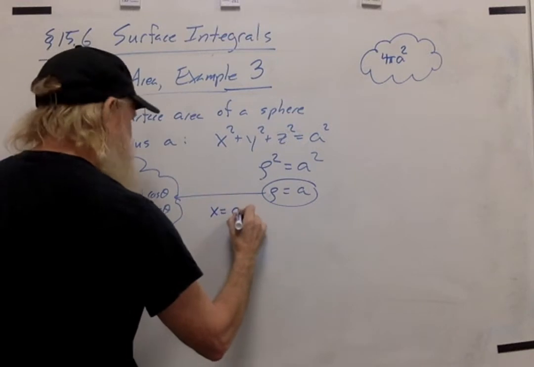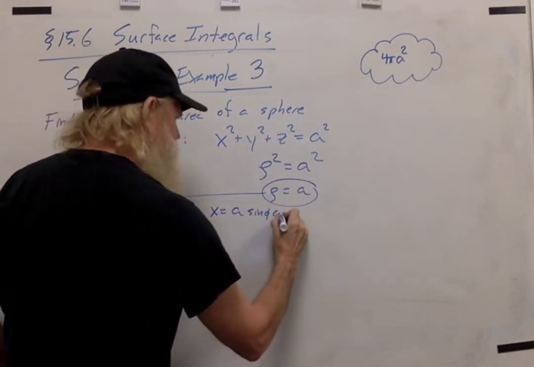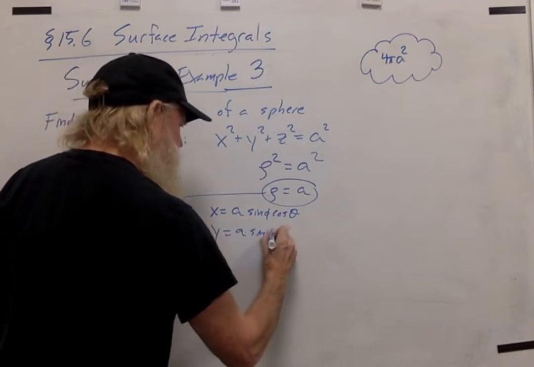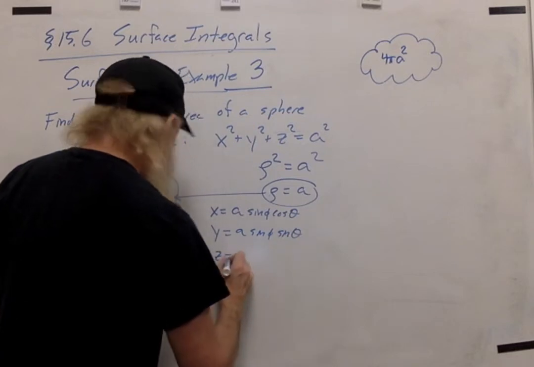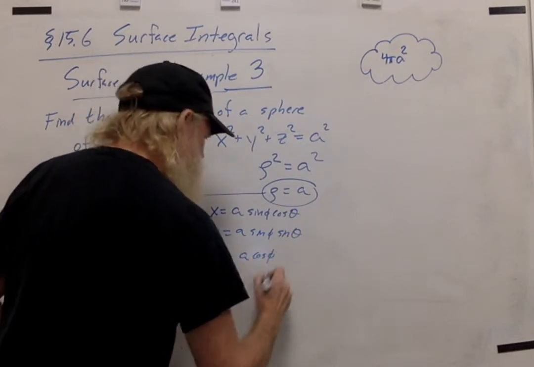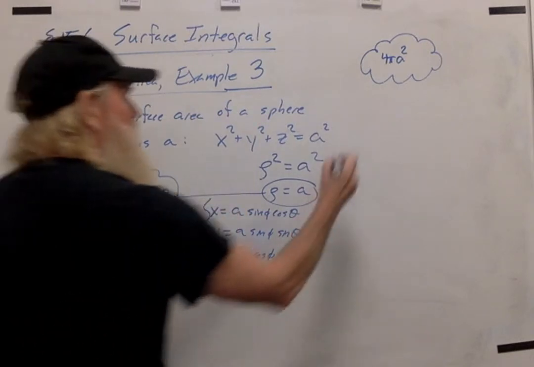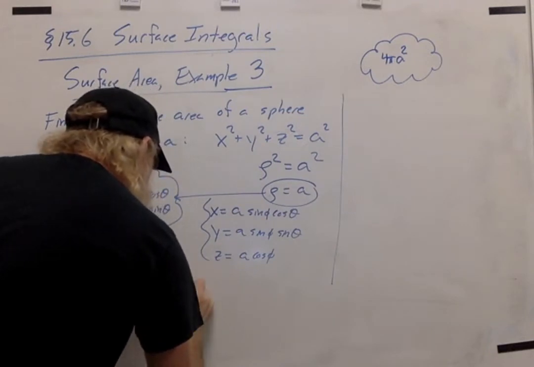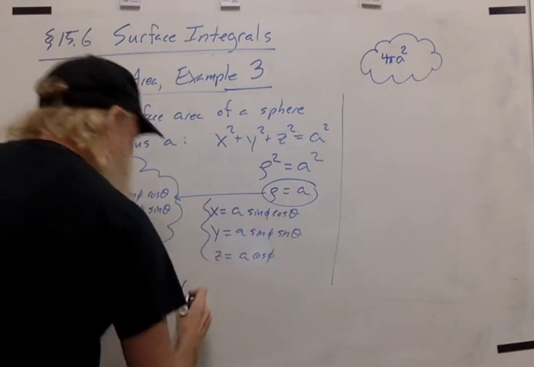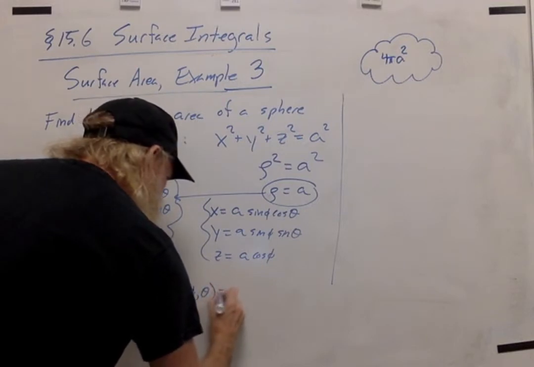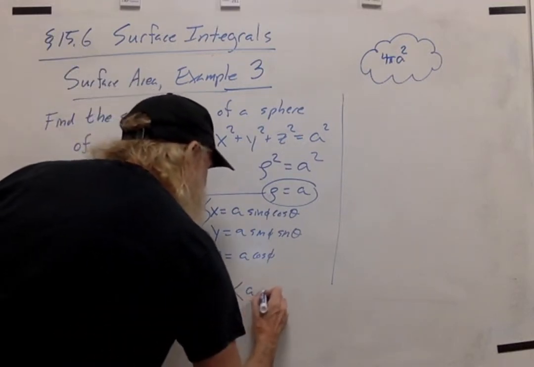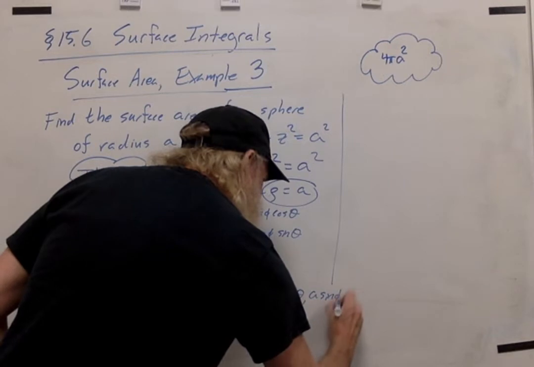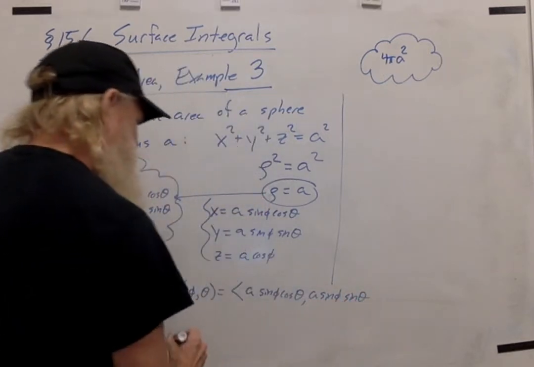That gives us x equals a sine phi cosine theta. Y is a sine phi sine theta. And z is equal to a cosine phi. So writing that in vector form, we have that our parameters are phi and theta, and our parameterization will be a sine phi cosine theta, a sine phi sine theta, and a cosine phi.